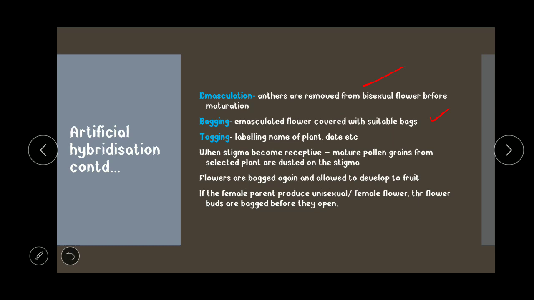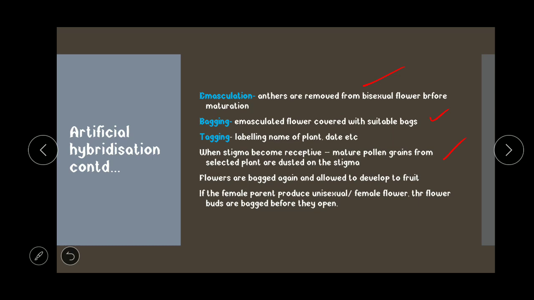Then, when the stigma becomes receptive, the mature pollen grain are dusted, after emasculation, bagging and tagging, on the stigma of the selected plant, and this will lead to fruit development. Flowers are bagged again and allowed to develop into fruit. If the female parent produces unisexual female flowers, the flower buds are bagged before they open.